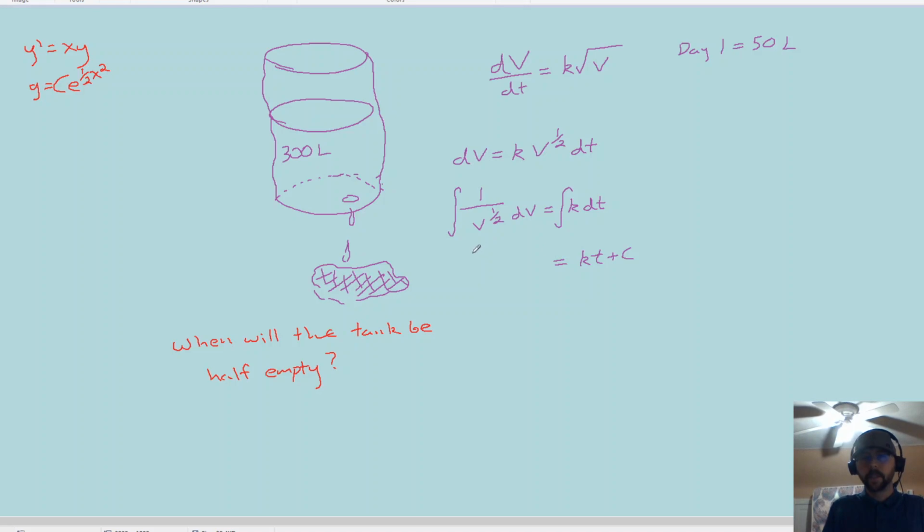So then this, we're going to use substitution. Yes, I think so. Oh, let me think for a second. I think we have to use substitution. No, we don't. Silly me. This is just the integral of v to the negative 1/2 dv. There.